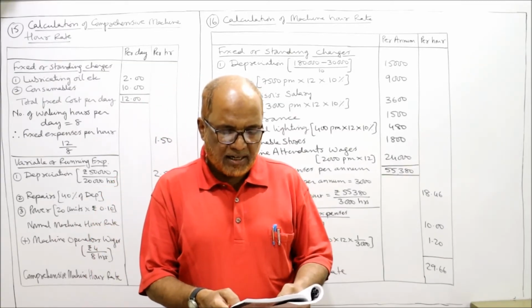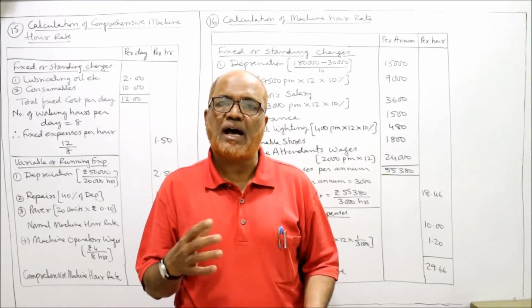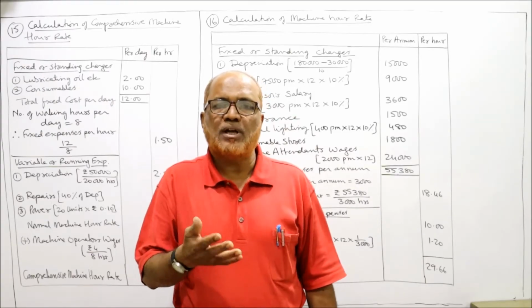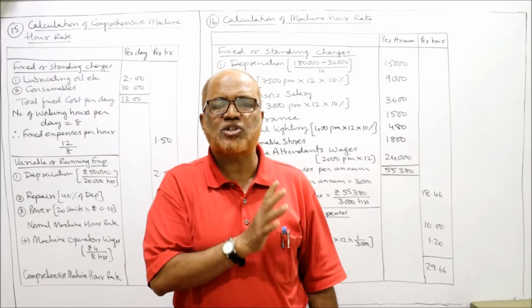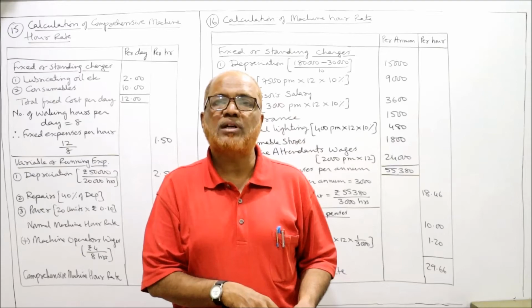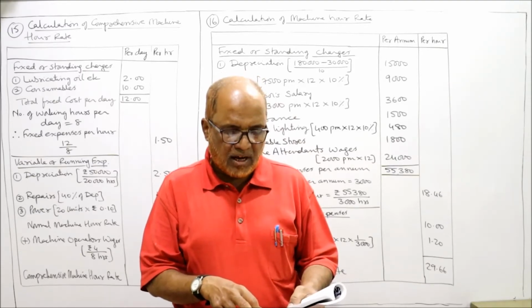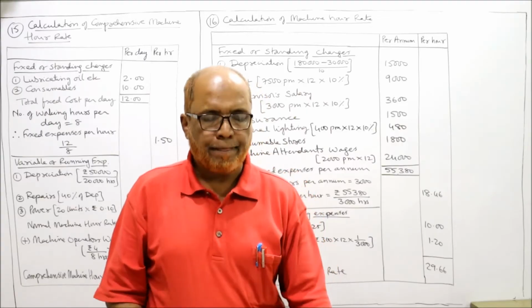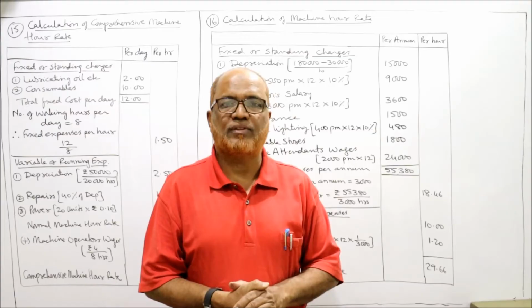Then machine attendant's wages per month is 2000. So here again we have to make the assumption. We will assume that the machine attendant is fully devoting the time on this machine only. So we will take 2000 per month into 12. 24,000 rupees is the machine attendant's wages. Estimated working hours of the machine per year 3000. So per annum 3000 is the working hours of the machine.